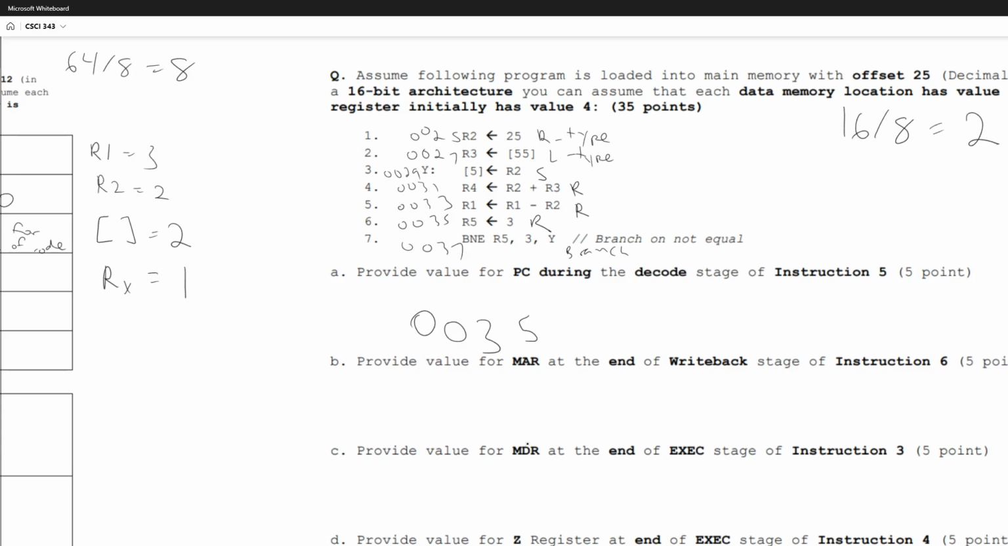Provide the value for MAR at the end of write back stage for instruction 6. An R type instruction, so there's fetch, decode, exec, write back. At the end of the write back, what is the value in MAR? Well, memory wasn't touched because it's an R type instruction for data. So it's going to have the instruction address still. So that will be 0035 also.